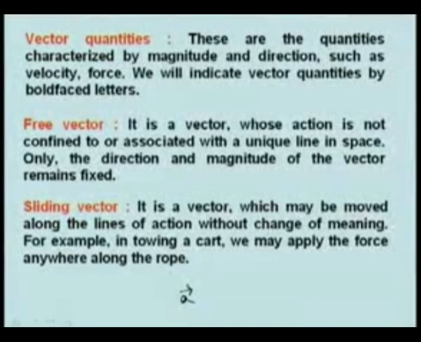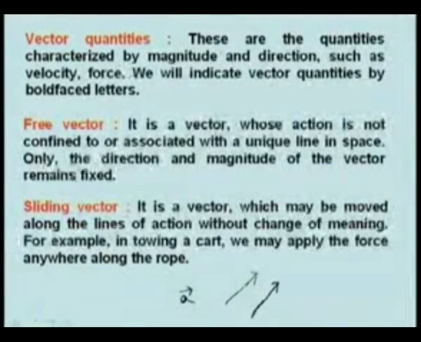A free vector is a vector whose action is not confined to or associated with a unique line in space. Only the direction and magnitude of the vector remain fixed. Suppose I make a vector like this, and I make another vector which is parallel to it and of the same magnitude, and it can be considered equal, then naturally this vector is a free vector. So, the free vector has fixed direction and magnitude. However, it can be placed at any point in space.